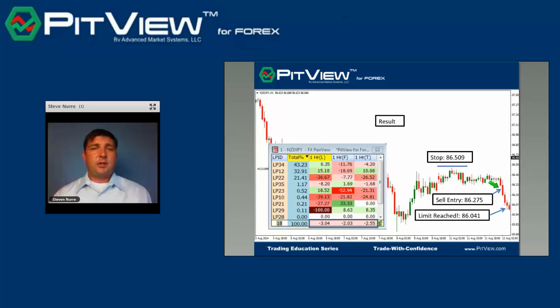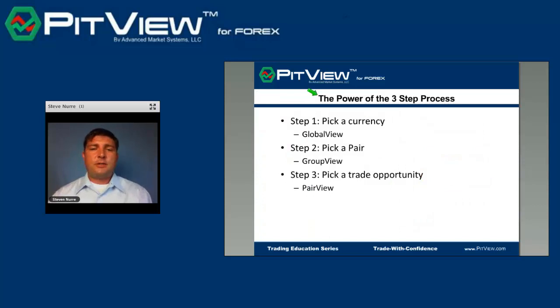So 23.4 pips in this case were a one-to-one risk reward. And this was just using a very simple base rule of one-to-one risk reward as far as this trading method goes. So the power of the three-step process: this really can do a lot of the legwork for you, to where going through this three-step process, you're trading along with the liquidity providers. You're trading along with the big money in the market.